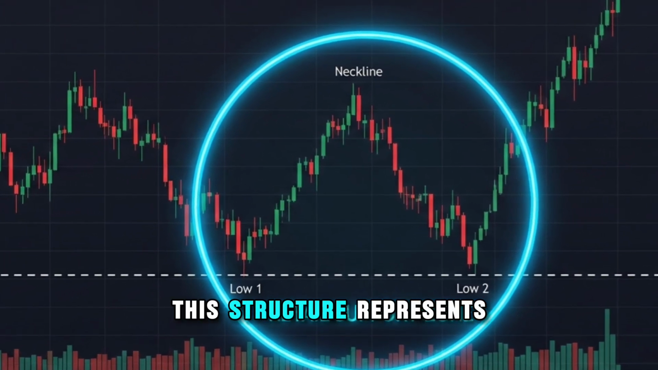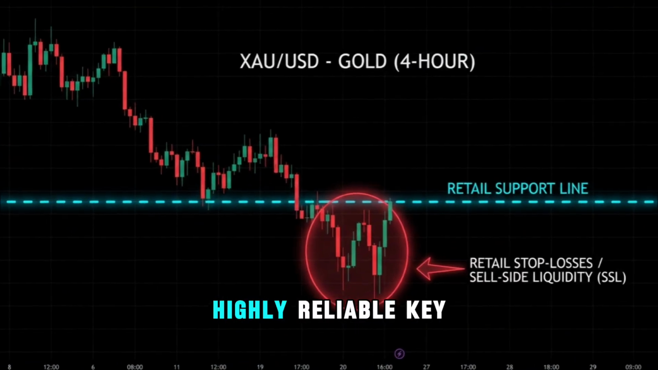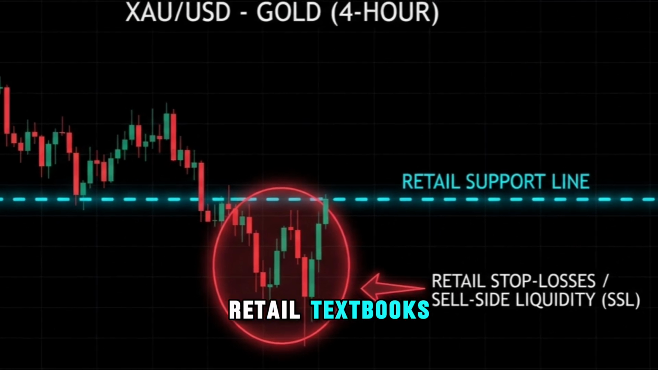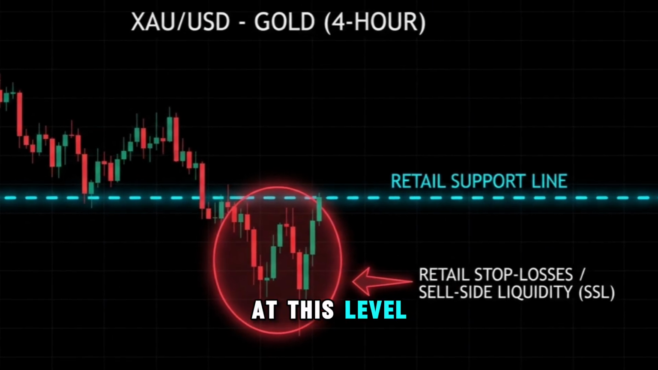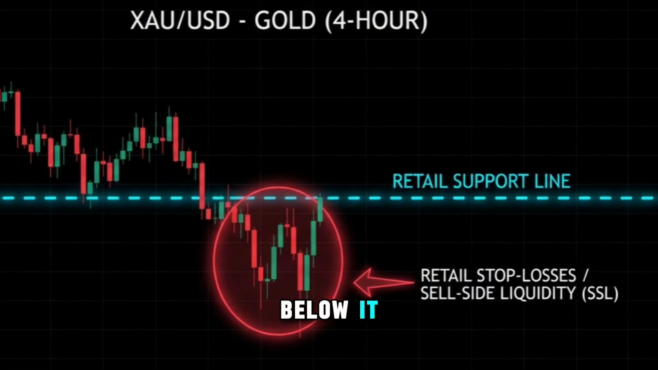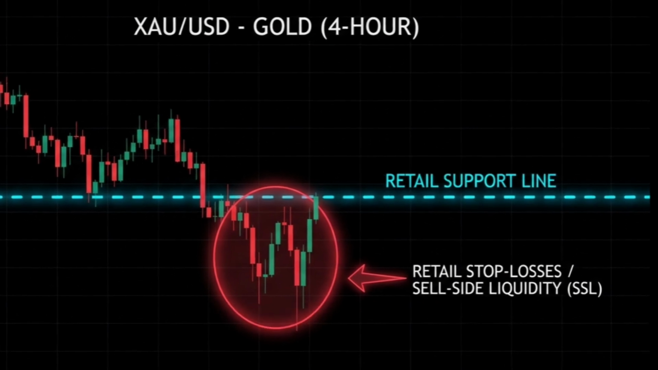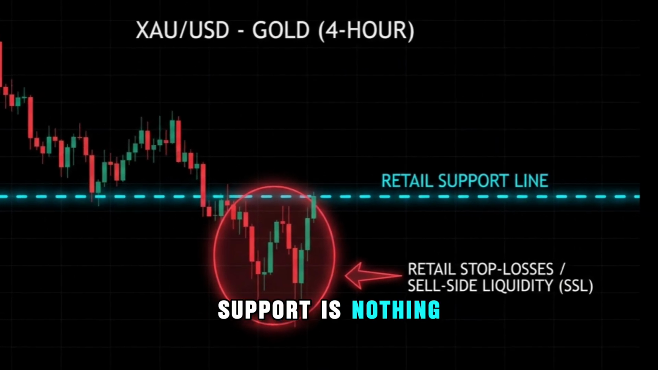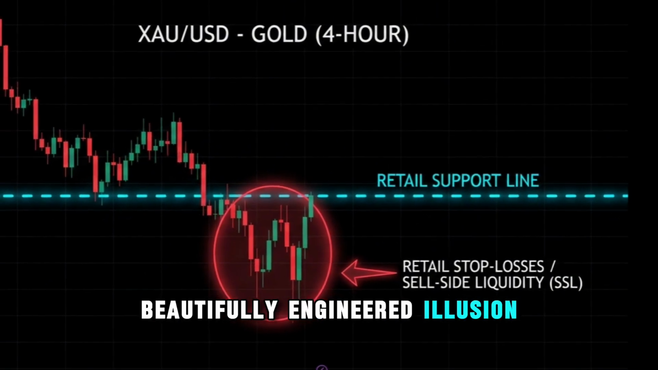This structure represents a textbook double bottom pattern forming a highly reliable key support zone. Retail textbooks tell you to buy the bounce at this level and place your stop loss right below it. But as an institutional trader, you must realize that this strong support is nothing more than a beautifully engineered illusion.